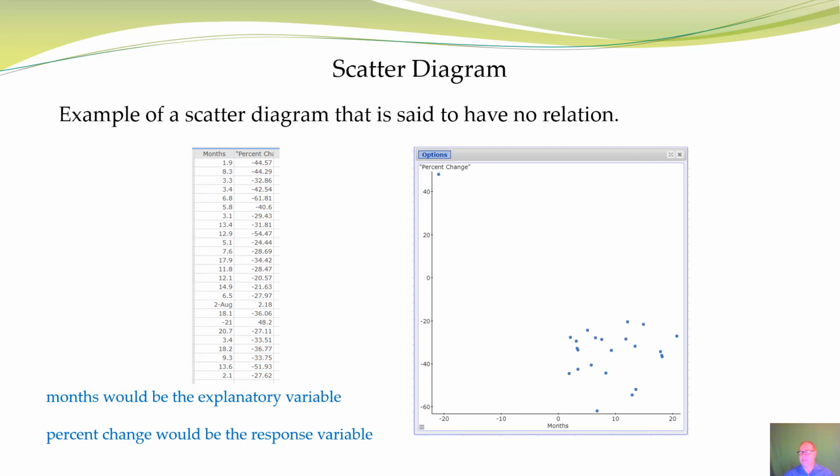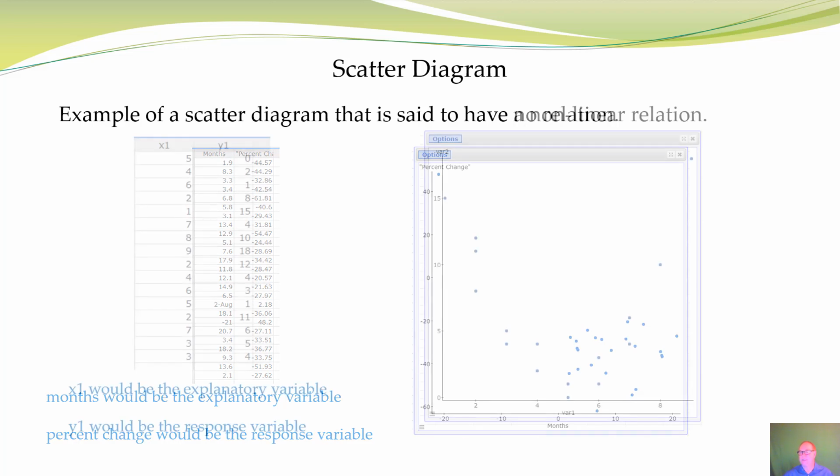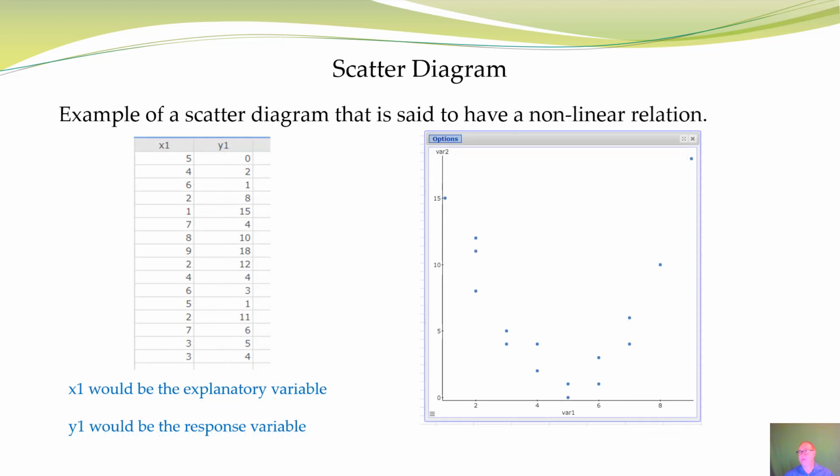Now, no relation. This is an example of no relation. It's just a glob of points. They don't look to follow a line. They don't look to follow any type of distribution. And then we have this set of points, which would be a nonlinear relation. They do seem to follow a pattern. They seem to follow the pattern of a parabola. Okay, so this would be nonlinear, but there is a relation. And now in this chapter, we're only going to talk about linear relations.